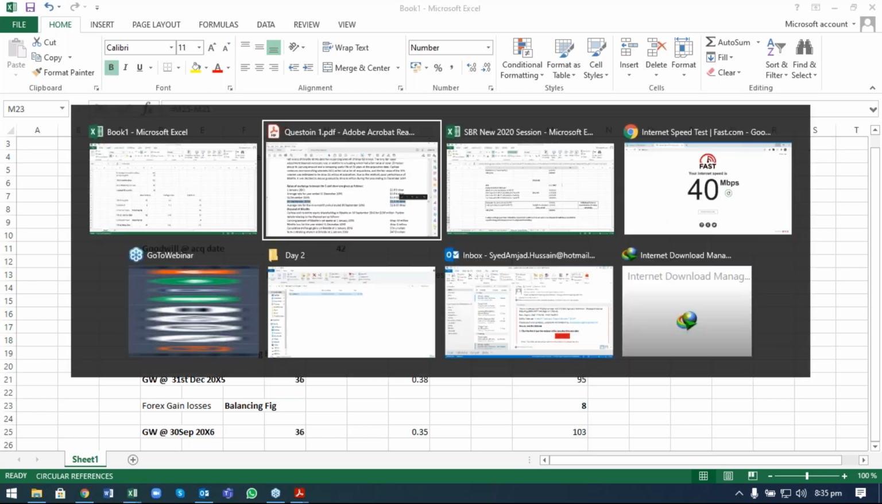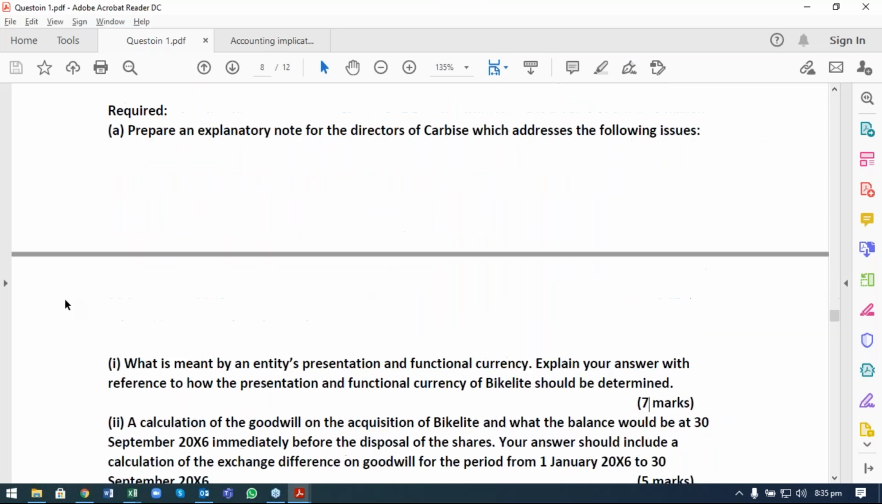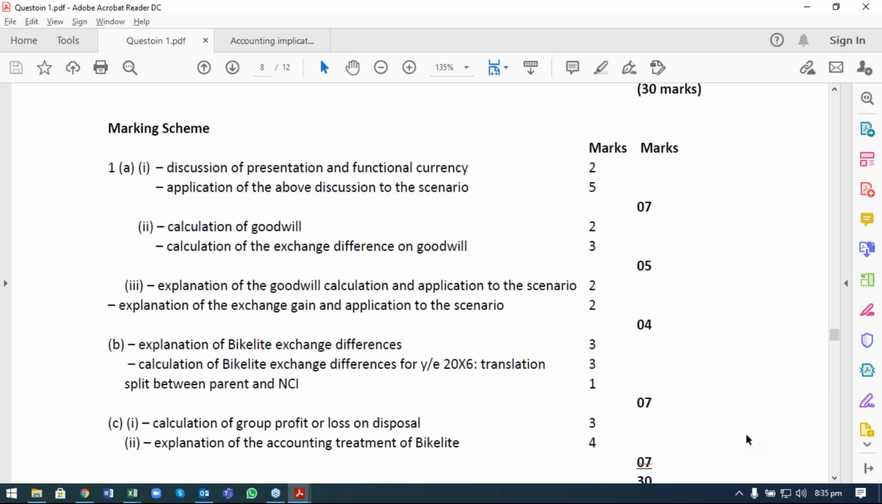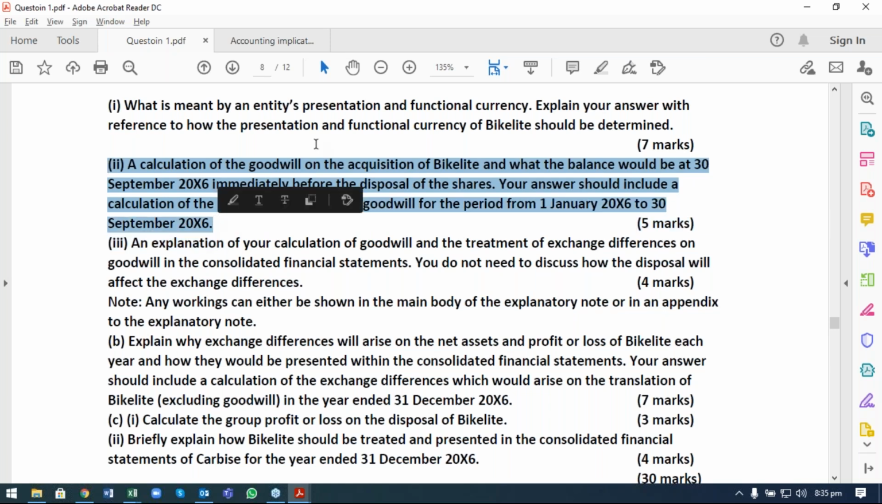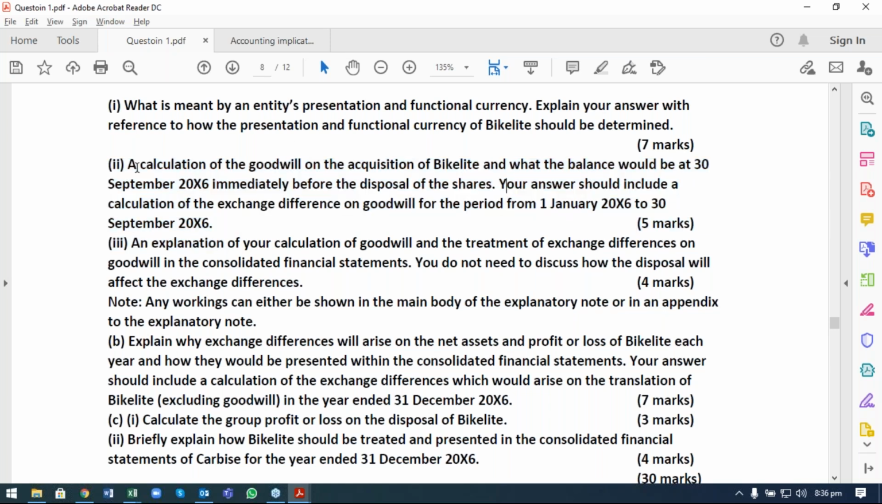Now looking back at the requirement, what the examiner is going to ask us is a calculation of the goodwill of acquisition of Bakelite, and what the balance would be on 30th September 2006, immediately before the disposal of the shares. Your answer should include calculation of the foreign exchange and goodwill from the period 1st July 2006. You have already calculated it. I believe no explanation is required there. So 5 marks is allocated to the calculation of goodwill.